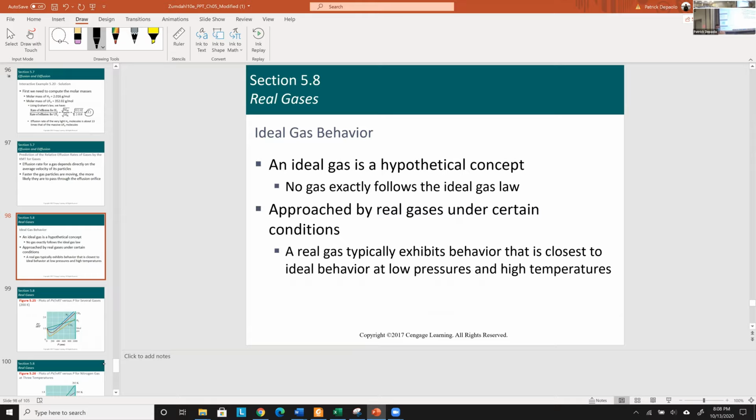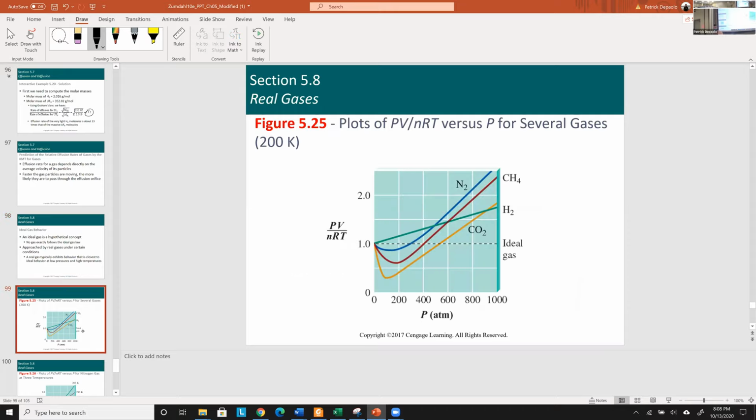Let's say ATMs are below 20, below 10 even. Once you get to an extremely high pressure, ideal gas behavior goes out of whack. Same thing with temperature. If you go to crazy high temperatures, out of whack. First, I'm going to show you a graph of how true this is.